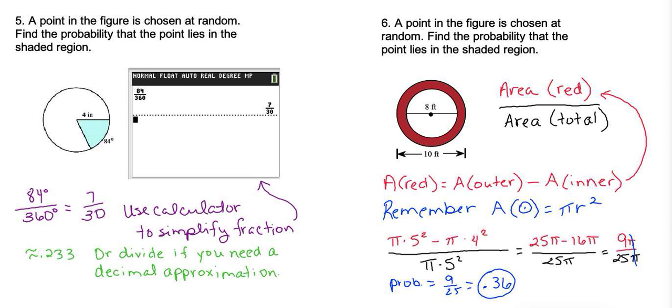The entire region, of course, is what we started with when we were finding the area of the red region. It's simply pi r squared, pi times 5 squared is 25 pi. So when we simplify this, if we want it exact as a fraction, it's 9 over 25. When I divide that out on my calculator, I get exactly 0.36.